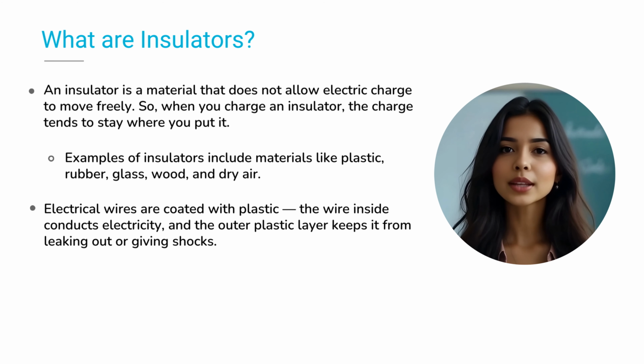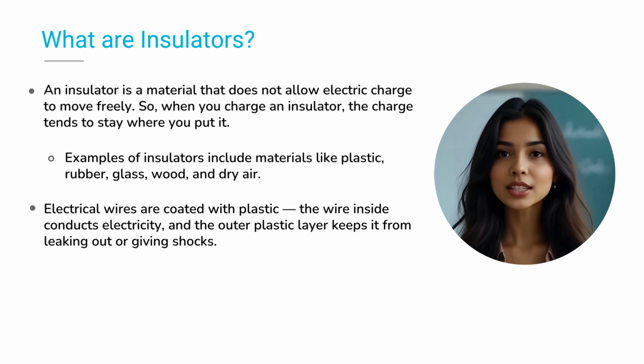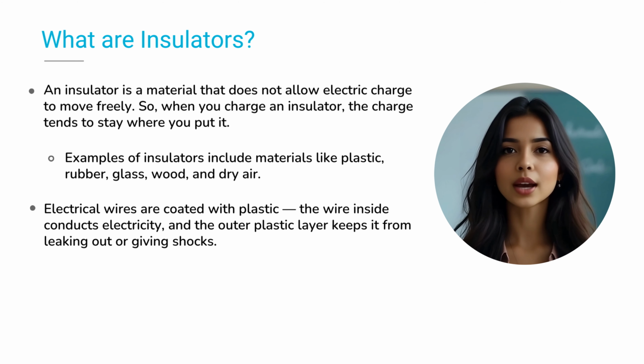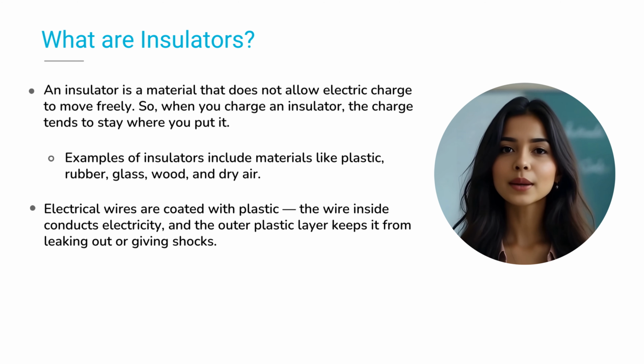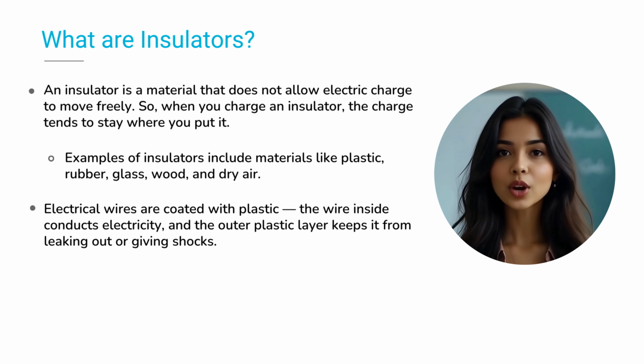Now let's talk about the opposite, insulators. An insulator is a material that does not allow electric charge to move freely. In these materials, electrons are tightly bound to the atoms and cannot move easily. So when you charge an insulator, the charge tends to stay where you put it. It doesn't spread. Examples of insulators include materials like plastic, rubber, glass, wood, and dry air.